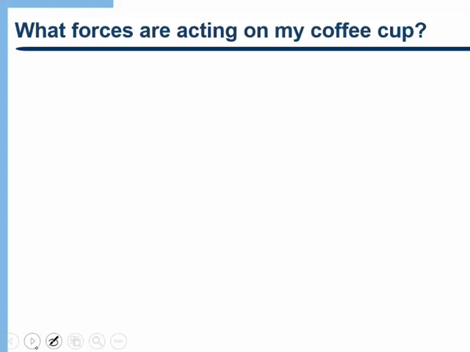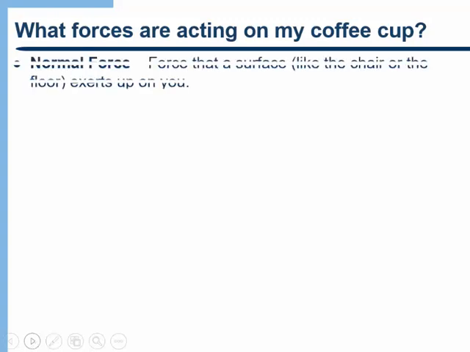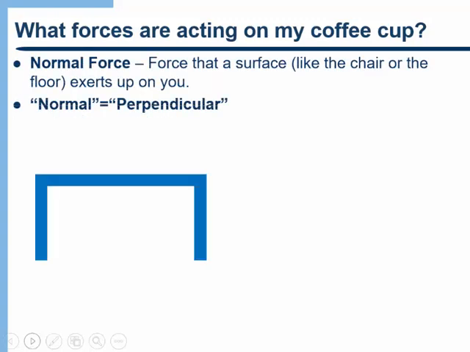All right, what other forces are acting on my coffee cup? Well, the other force that's acting on my coffee cup is what we call the normal force. The normal force is the force that a surface exerts. So clearly, just as the Earth is pulling down on my cup, which is the force of gravity, my cup's not falling, so there must be a force in the opposite direction.